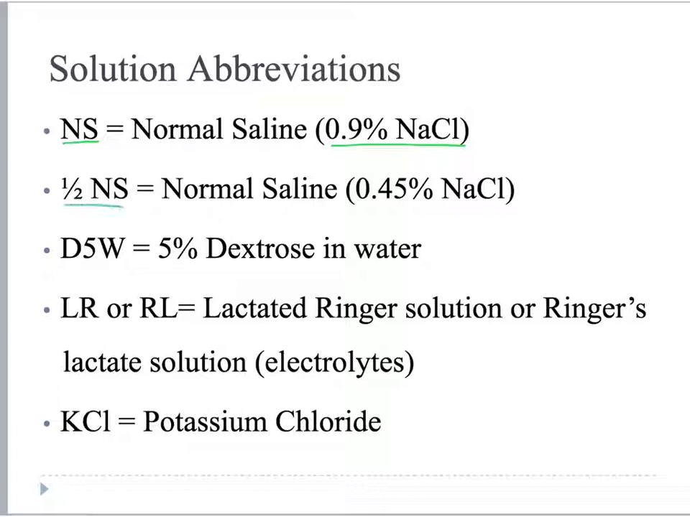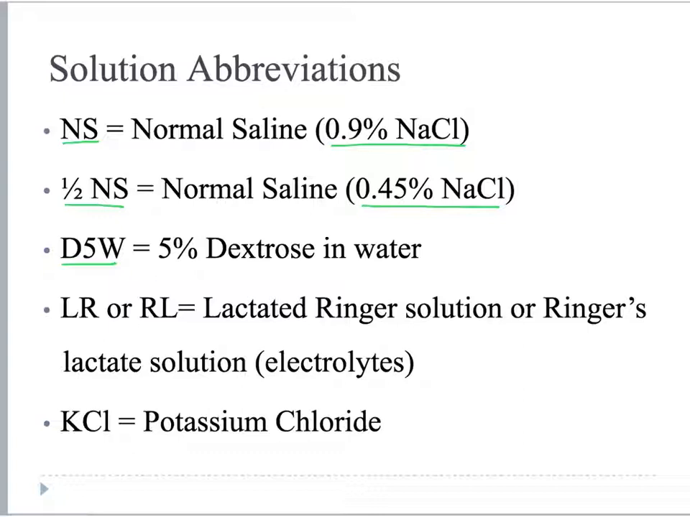Our second solution we're going to take a look at here is 1/2 normal saline. So 1/2 normal saline would be half of that strength, so it would be 0.45% sodium chloride. So again, this would be a really small amount because it's now less than 0.5%, but it's half of our 0.9%. Our next solution is D5W, and that stands for 5% dextrose in water.